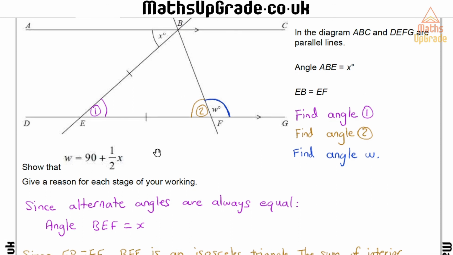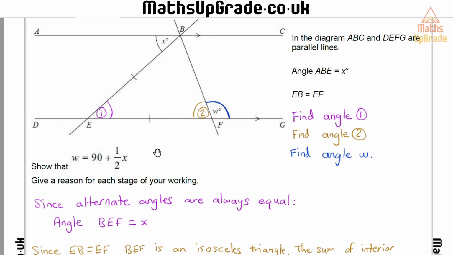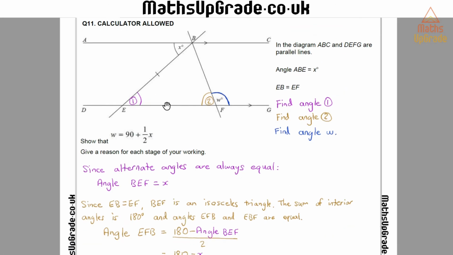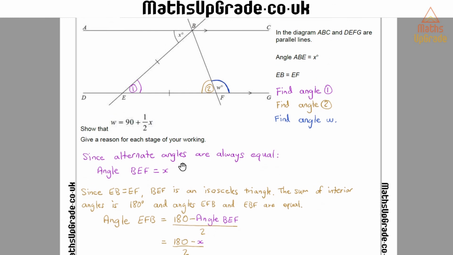Now, secondly, to find angle 2. I know that this is an isosceles triangle. So since it's an isosceles triangle, these two angles must be the base angles of the triangle, and this must be, in essence, the top angle of the triangle. So to find angle 2 here, I'm going to do 180, which is the sum of all three angles, subtract the angle 1, and then divide by 2. I divide by 2 because this angle and this other base angle must be equal.